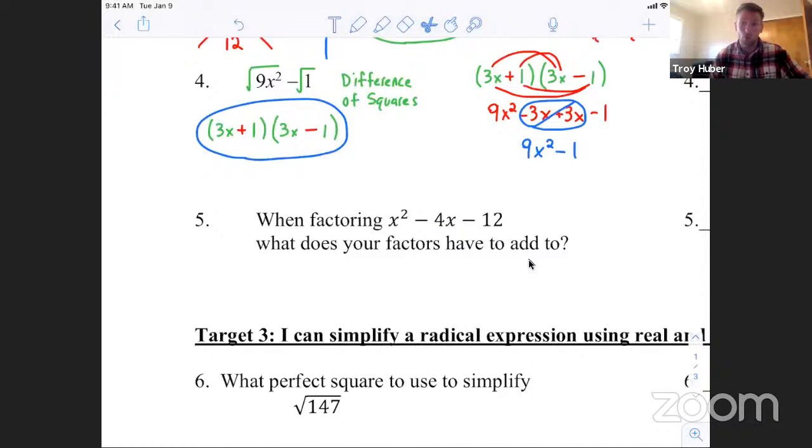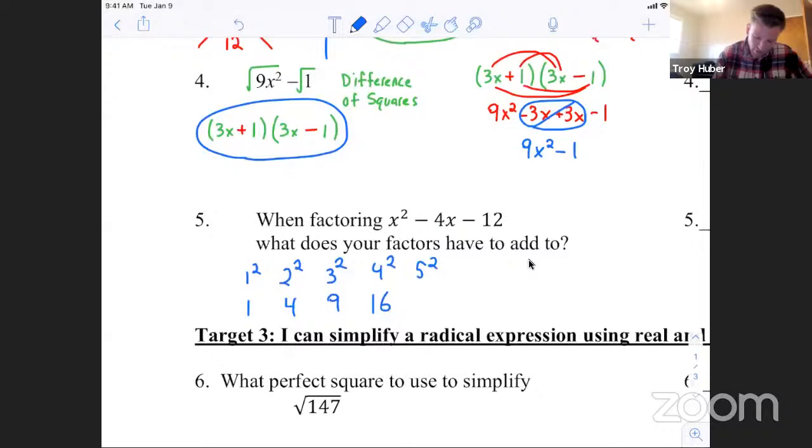So like 1 times 1 is 1. So that would be a perfect square. 2 times 2 is 4. So 4 is a perfect square. All right, so let's go ahead and go through all of these. 1 squared is just 1. 2 squared is 4. 3 squared is 9. 4 squared is 16. 5 squared is 25. 6 squared is 36. 7 squared is 49. 8 squared is 64.